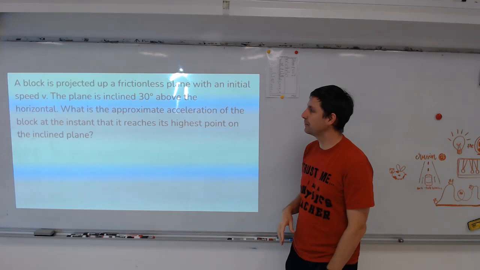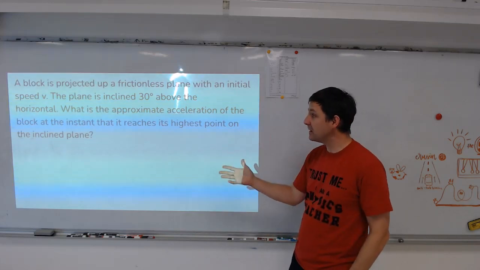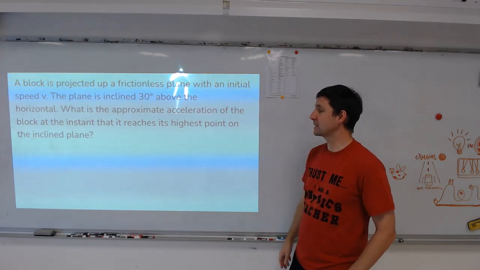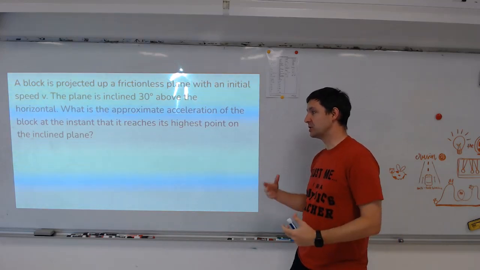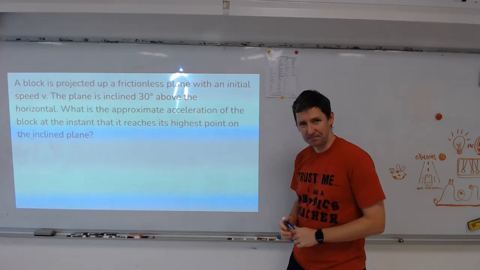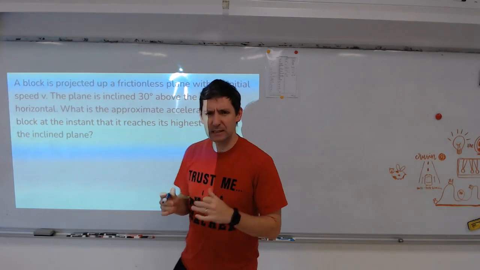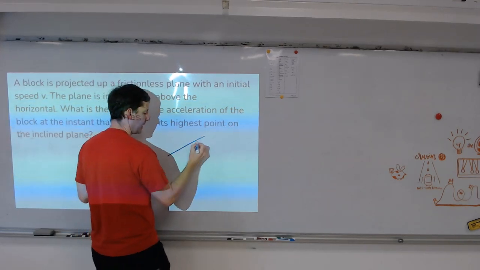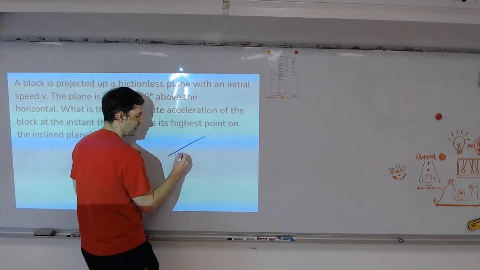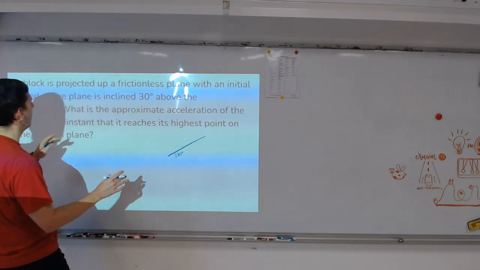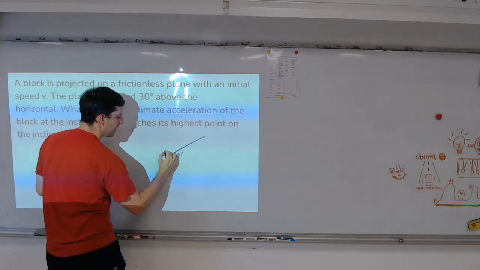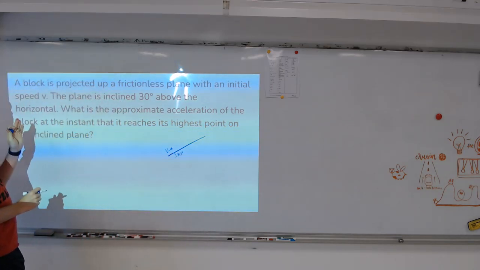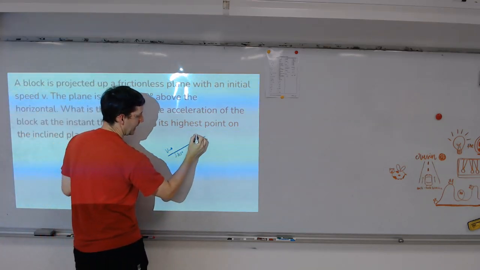We've got a block projected up a frictionless plane with an initial speed v. The plane is inclined 30 degrees above the horizontal. What is the approximate acceleration of the block at the instant that it reaches its highest point on the inclined plane? In order to do this, it's probably a good idea for us to draw a picture. We do have an inclined plane that is at 30 degrees, right? It has some initial speed v at the bottom, and we are looking for the acceleration of the block at its highest point.